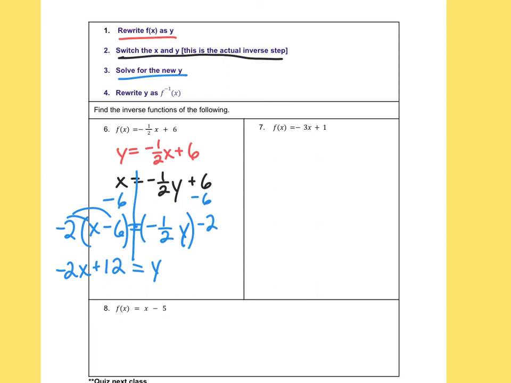And then the last step is just to rewrite y as f to the -1 of x. So that's what I'm going to do, is just switch that y into f to the -1 of x, and then I'm going to put -2x plus 12 on the other side, just because this looks prettier. And that's my answer. Okay, go ahead and try the next two. They work the same way.